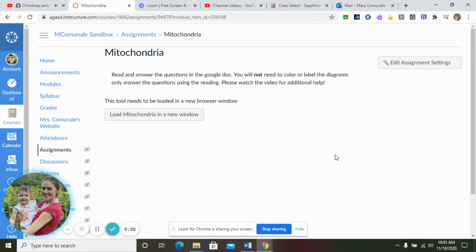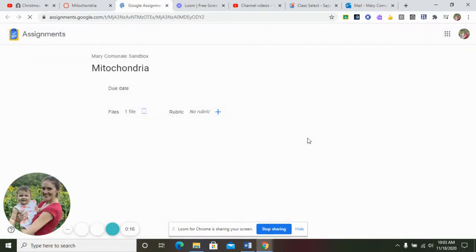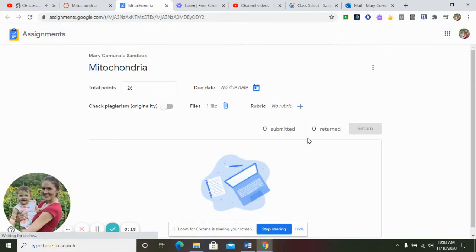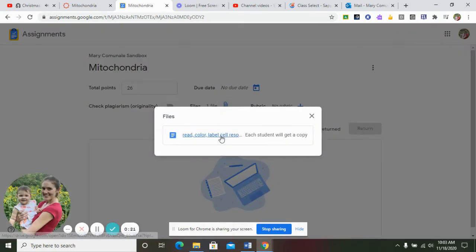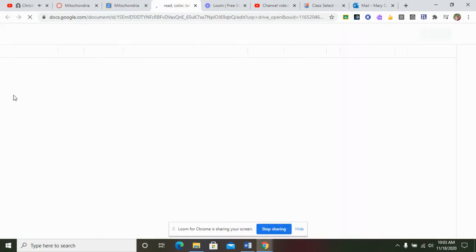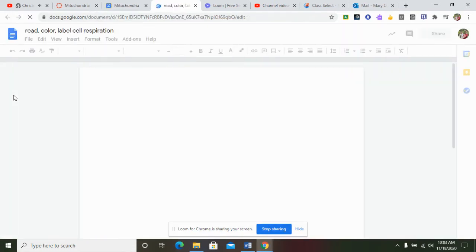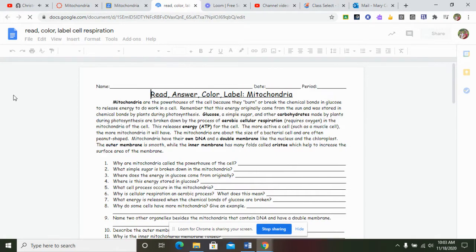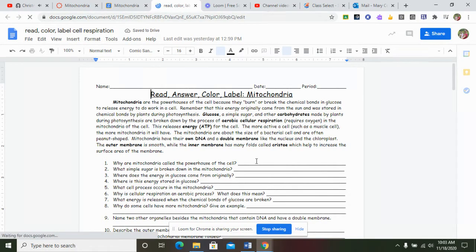Okay, so today we're going to look at the mitochondria assignment here. Whenever you open it up, it's going to prompt you to load it in a new window. So fingers crossed, whenever I click this, it should open up correctly. Alrighty, here it is. And you guys can actually write directly on here.